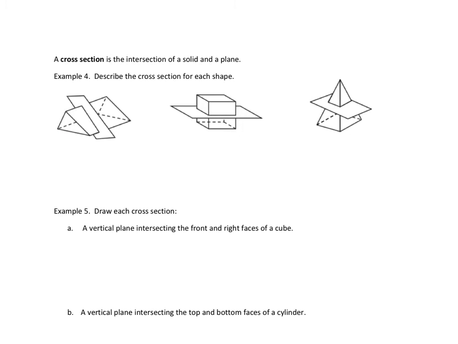A cross section is the intersection of a solid and a plane. So think about taking a saw and cutting through this triangular prism. What would the shape be? The shape, if it's parallel to the base, would be the same as the base. So this would be a triangle. This is cutting parallel to the bases, so this would be a rectangle or a square. We don't really know for sure if it's a square because we don't know if all sides are equal. And this one looks like a square pyramid, but we're not sure, so it would be a rectangle.